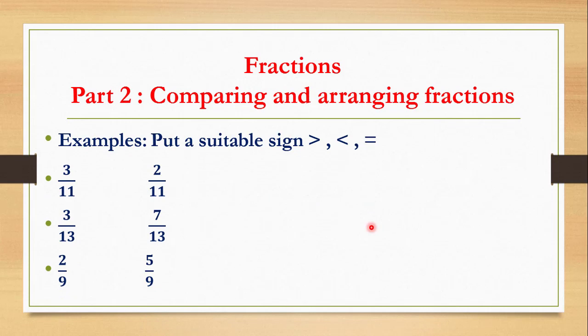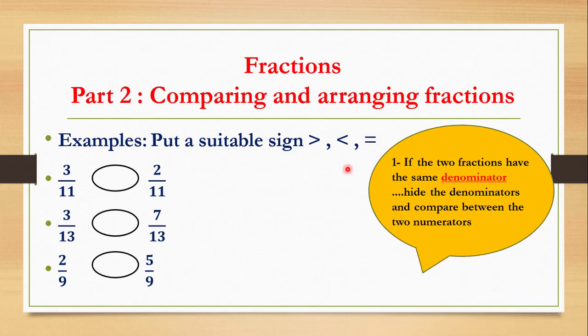Let's try to solve this example. Put a suitable sign: greater than, less than, or equal. We have 3 examples here. And don't forget, if we have the same denominator, hide it and compare between numerators. 3 over 11, 2 over 11. Yes, 3 is greater than 2, so 3 over 11 is greater than 2 over 11.